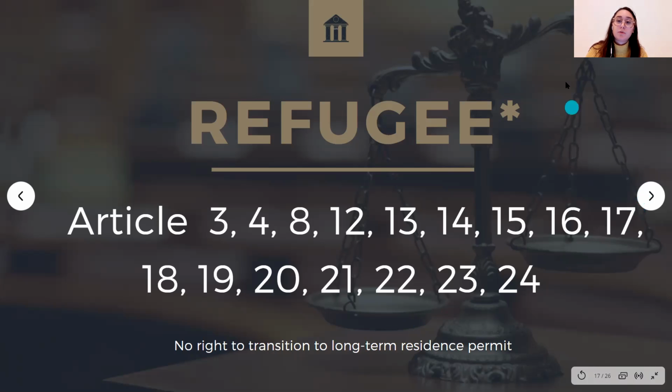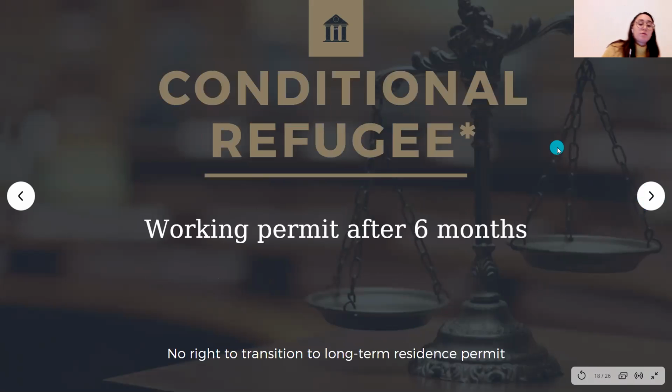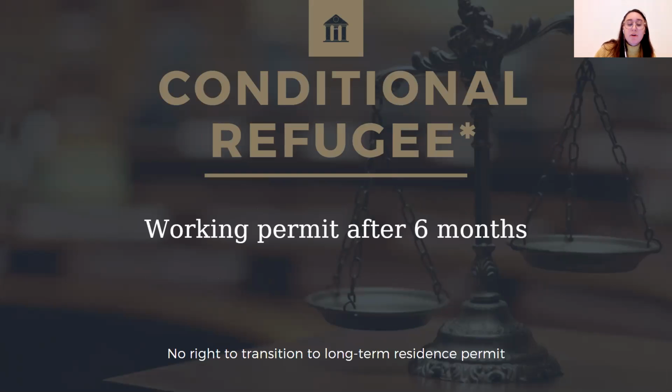Another really interesting point: for the conditional refugee, they can apply for a work permit after 6 months. It means that until 6 months have passed, they cannot work.